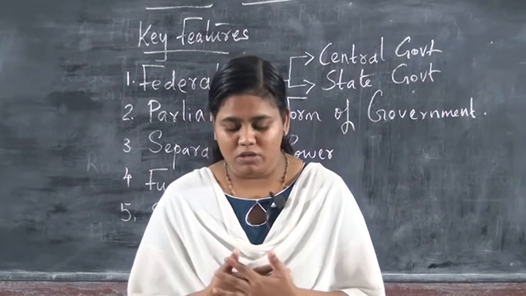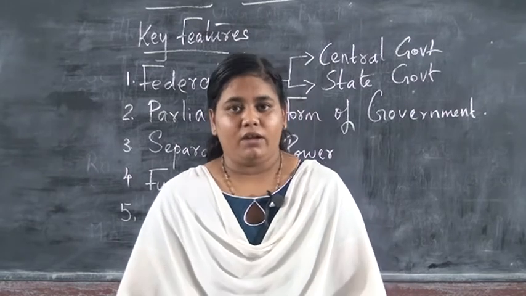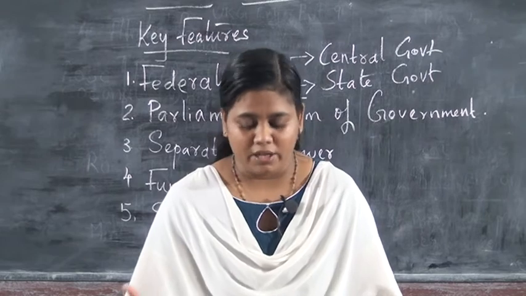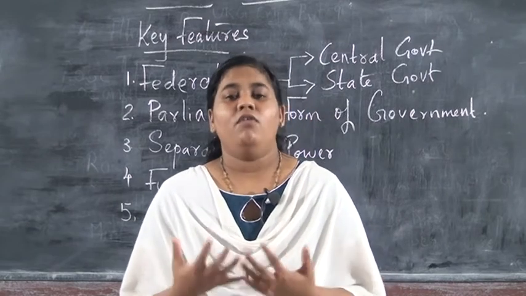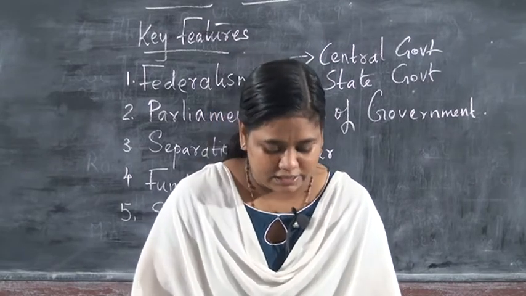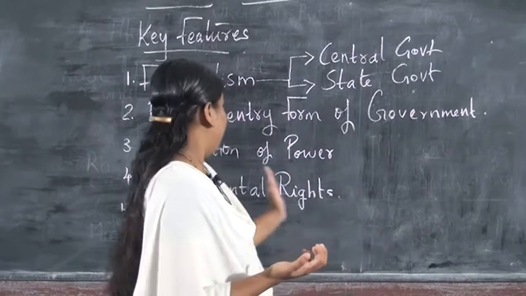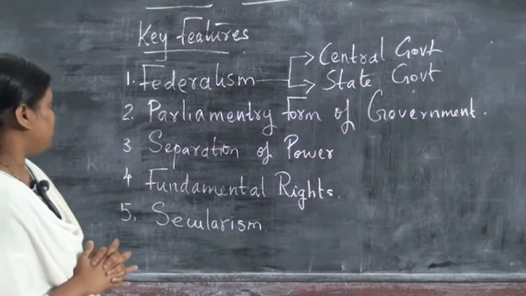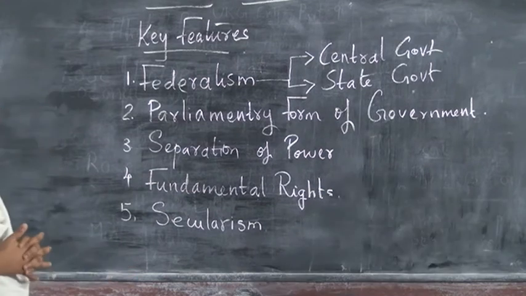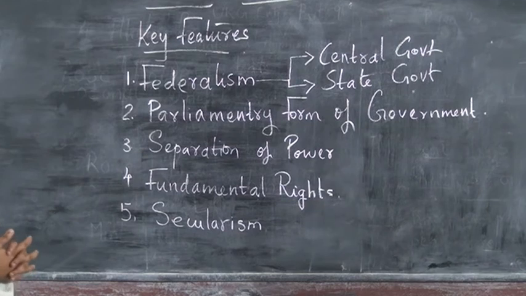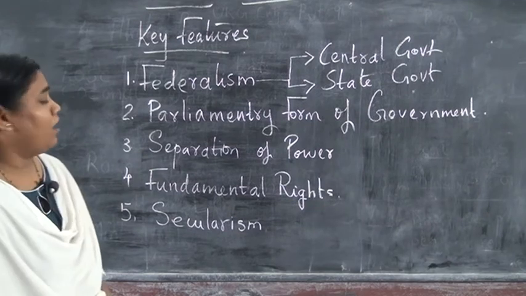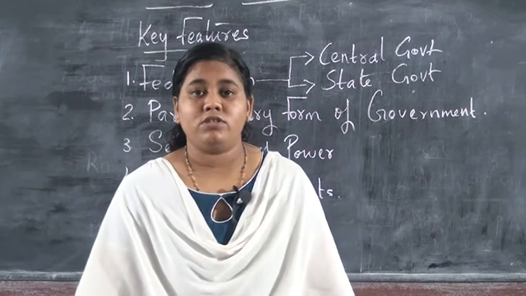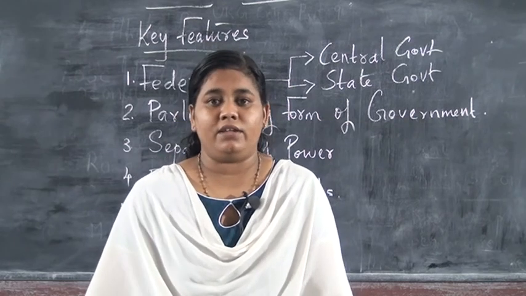So there was no state religion for India. That is secularism. All are equal and all the religions are accepted. So these are the 5 important features of the Indian Constitution: federalism, parliamentary form of government, separation of power, fundamental rights and secularism. That was today's class. We can see in the next class.